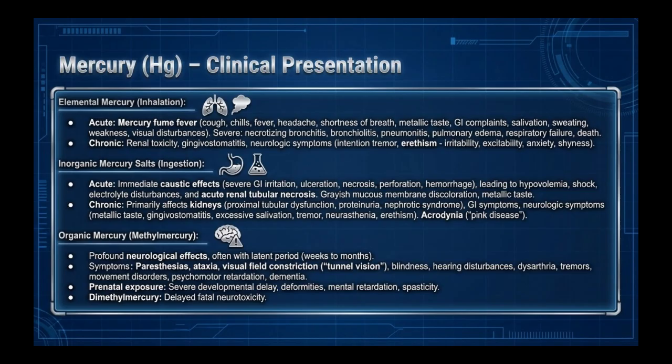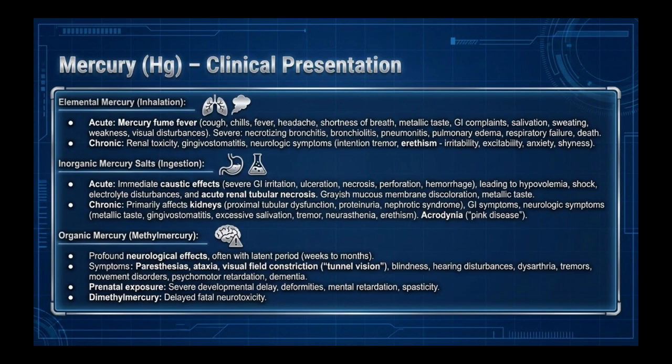In cases of severe exposure, individuals may develop necrotizing bronchitis, bronchiolitis, pneumonitis, pulmonary edema, respiratory failure, and even death. There is also a risk of long-term pulmonary fibrosis. Survivors of acute inhalation may experience symptoms similar to chronic inorganic mercury poisoning, which include renal toxicity, inflammation of the gums, and neurological symptoms like intention tremor, and irritability, excitability, anxiety, or shyness. Intravenous injections of mercury can lead to pulmonary and systemic microembolisms.